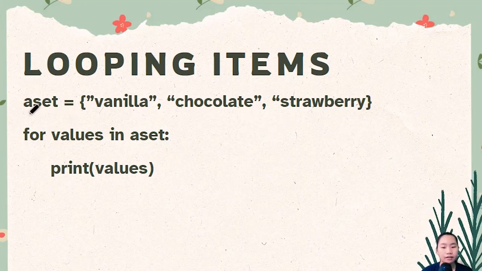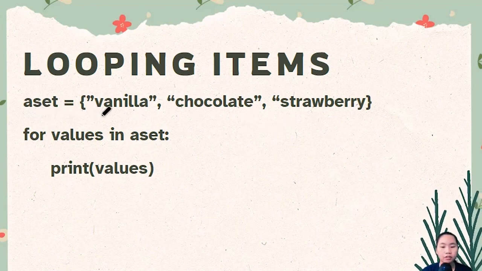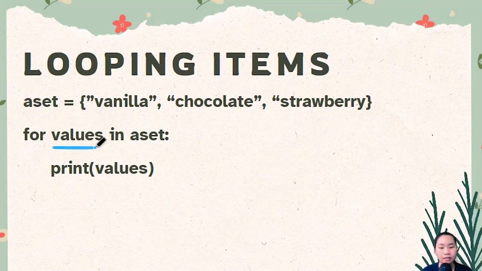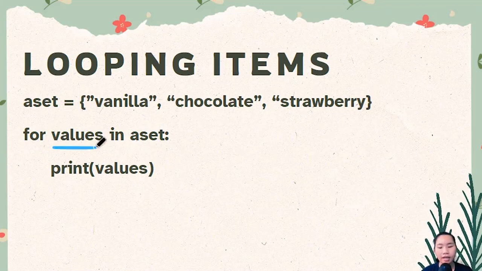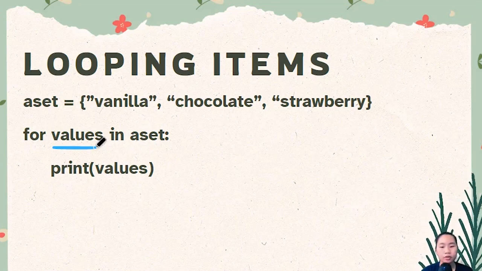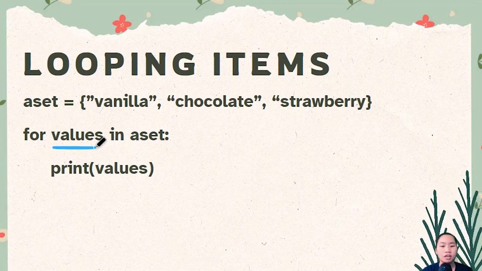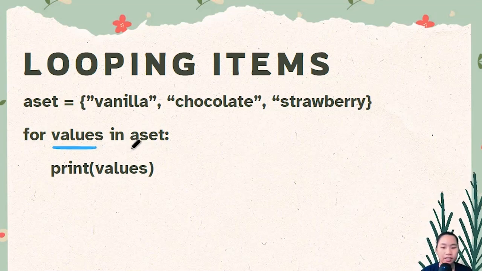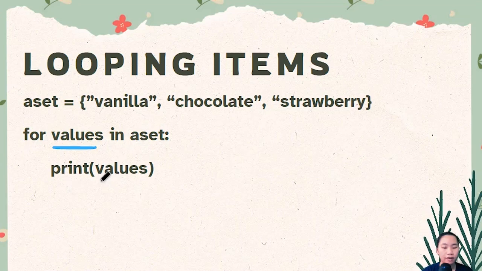I have a set over here with the values vanilla, chocolate, and strawberry. Now, for values, this once again is a placeholder, and you can use any sort of text you want. You can use single characters like X, Y, ABC, or you can say something like print or set values. It doesn't have to be values, is what I'm trying to say, okay? In a set, print values.